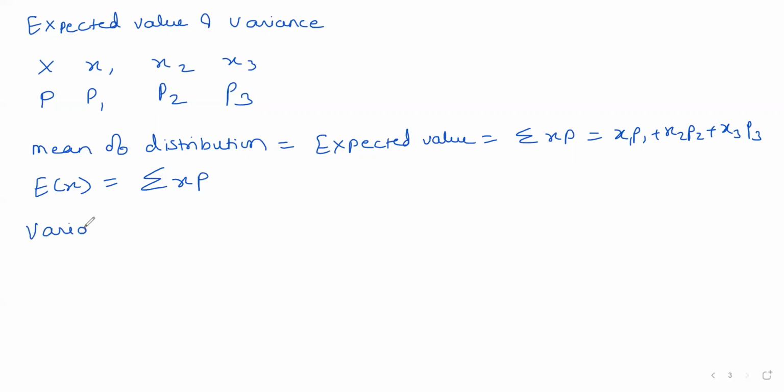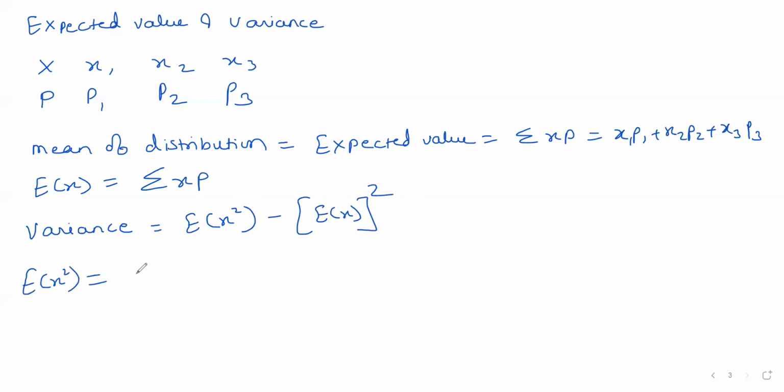Then variance. Variance is given as E of X square minus E of X, that is expected value, bracket square. E of X square is summation X square P, and E of X is summation XP. We know that. Like that, we'll find out variance.